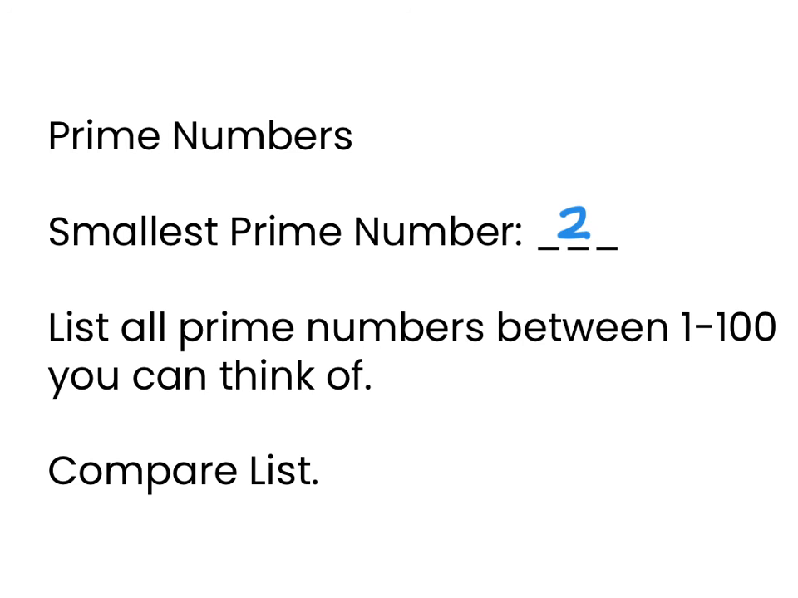So what I want you to do now is turn off after I give the instructions here, pause your video, and list all of the prime numbers between 1 and 100 that you can think of. And once you've done that, then you'll turn the video back on. I'm going to turn the page here, and you can compare your list to the numbers on the next page. So go ahead and pause the video right now.